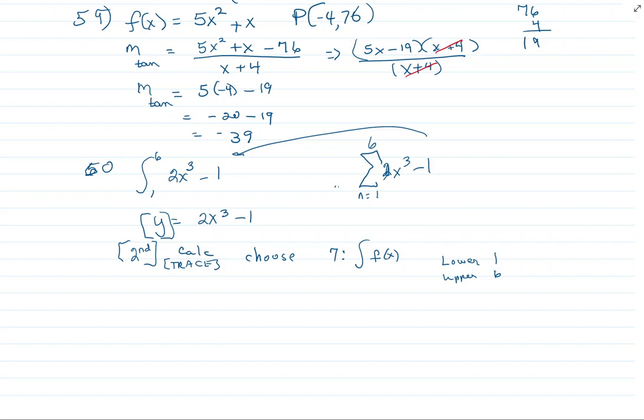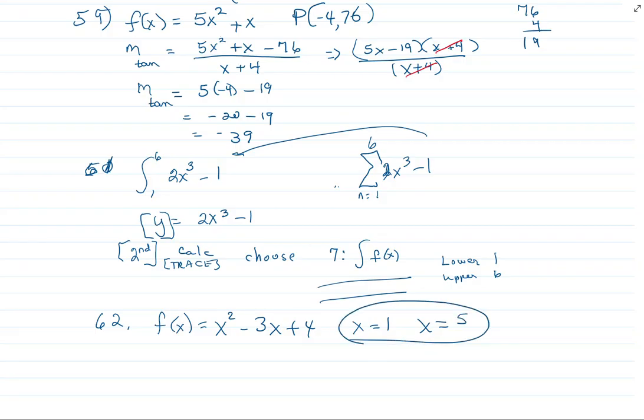This is 61, and I'm going to do 62 to make sure you get it. F of x equals x squared minus 3x plus 4. And we have x equals 1 and x equals 5. These are our parameters. So we do our integral from 1 to 5 of our argument. And we're going to stick it in our calculator.